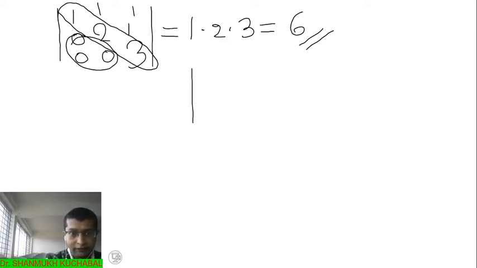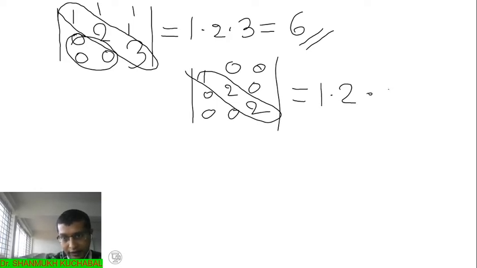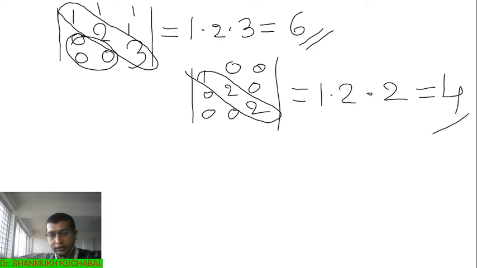Suppose it is like this, 1 0 0, 0 2 0, 0 0 2. Now see, these are the diagonal elements. Above the diagonal element as well as below the diagonal element all are 0, therefore the value of the determinant is the diagonal element multiplication. That is 1 into 2 into 2, that is 4 is the answer. So like this we have to solve. Similarly, one more property here. This will be the second property.